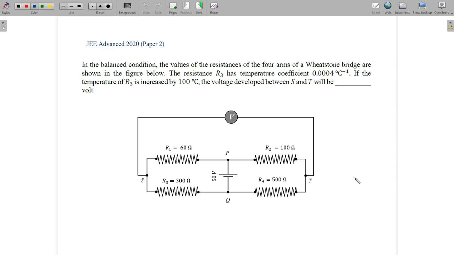So you can pause the video over here and try to solve the question on your own, and I will move into the solution now.